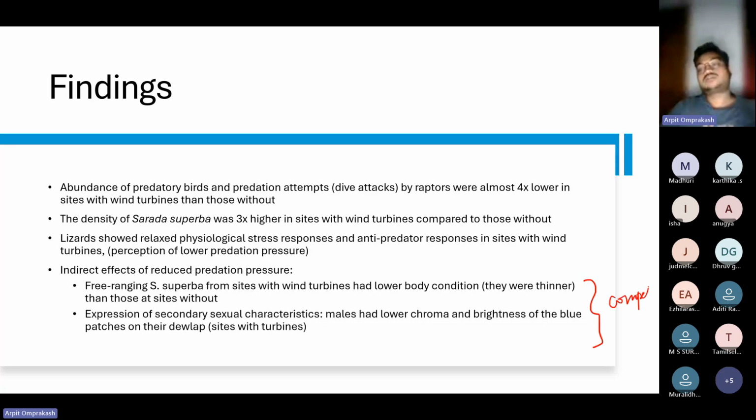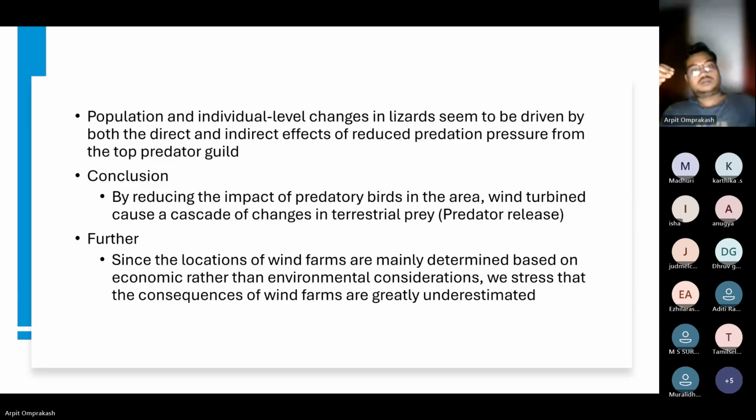Because there is not a lot of predation in these areas with wind turbines, these individuals are competing more with each other. And that's why they are not able to have better body conditions. Right. They say that the population and individual level changes in lizards are driven by both the direct and indirect effects of the reduced predation pressure from the top predators, which were the birds.